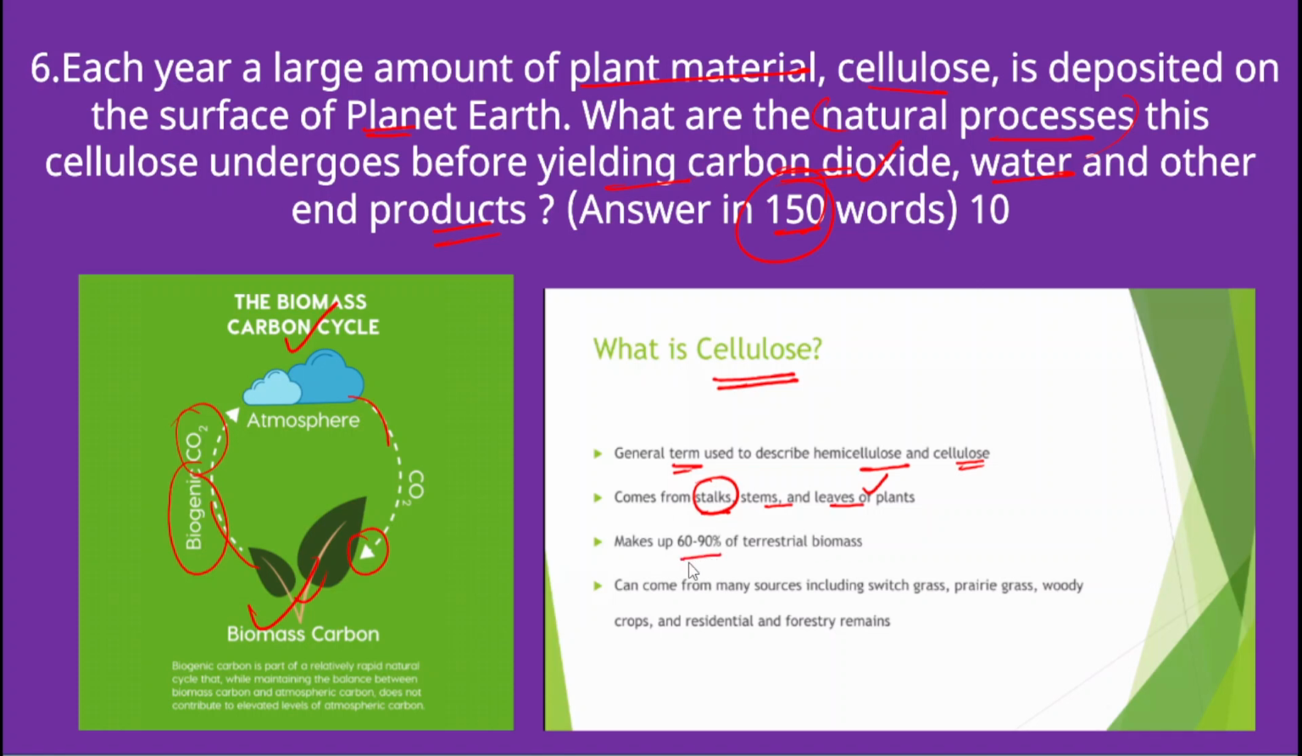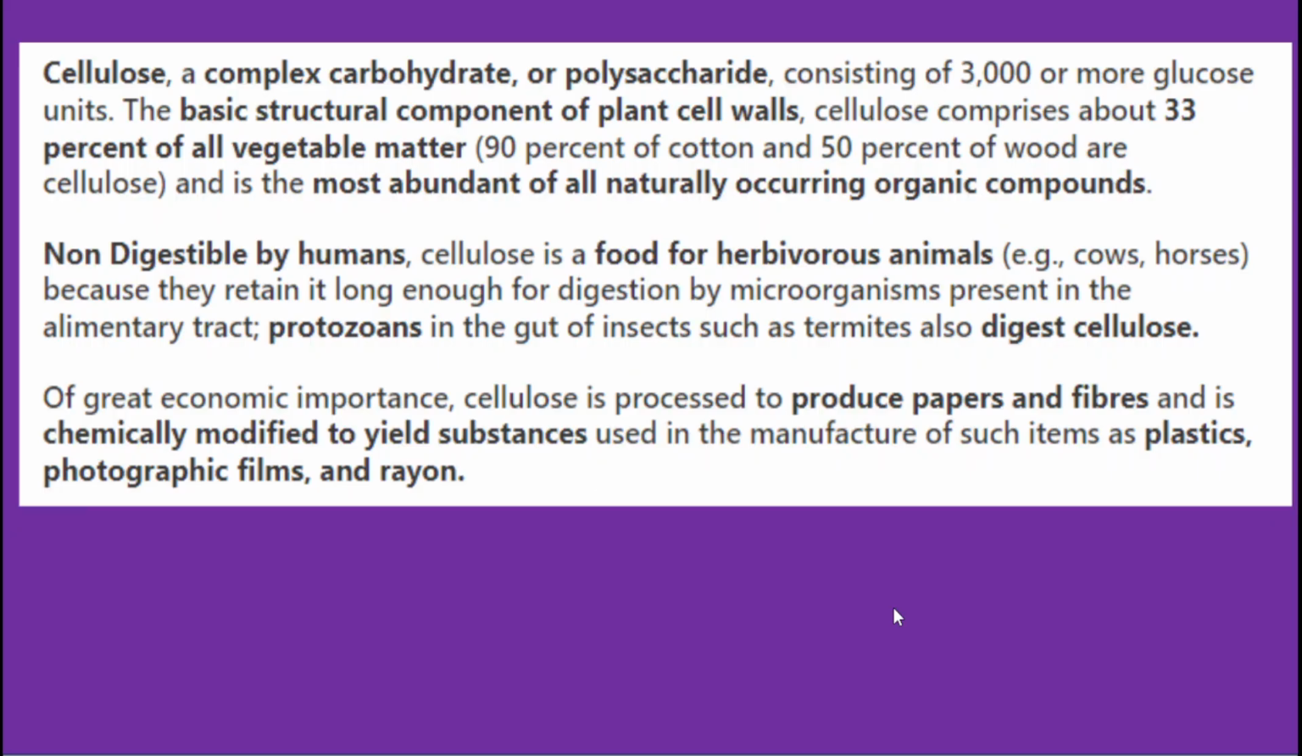Cellulose makes up about 60 to 90% of all terrestrial biomass, and it comes from many sources. So what are those sources? They include switchgrass, prairie grass, woody crops, and residential forestry remains. These are the major sources of cellulose. Now in this context, when you write the introduction, you just introduce cellulose.